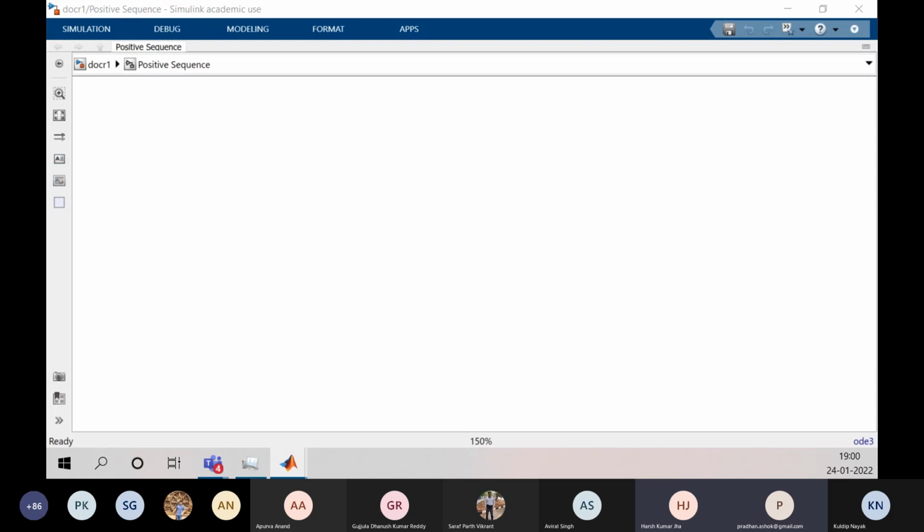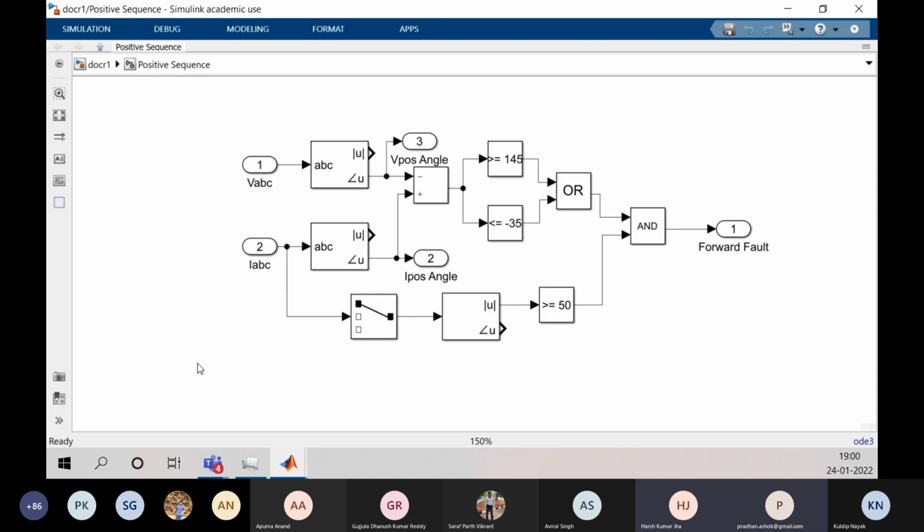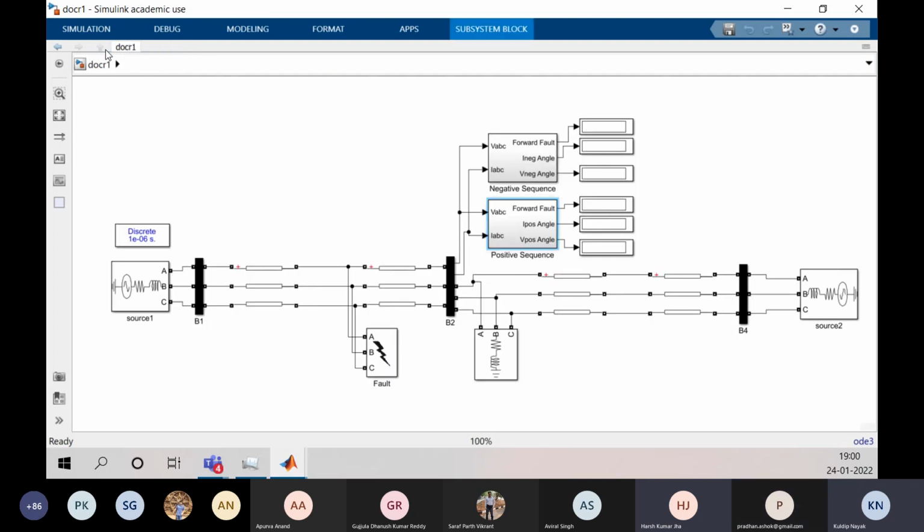Kuldeep, are you able to hear us? Yes, we are able to see the slide. Your Simulink block. Kuldeep? Hello, hello. Yeah. Now we are audible, and you are able to see the slide also. Okay, go on. Actually, my system was hanging for some time because of this MATLAB Simulink.